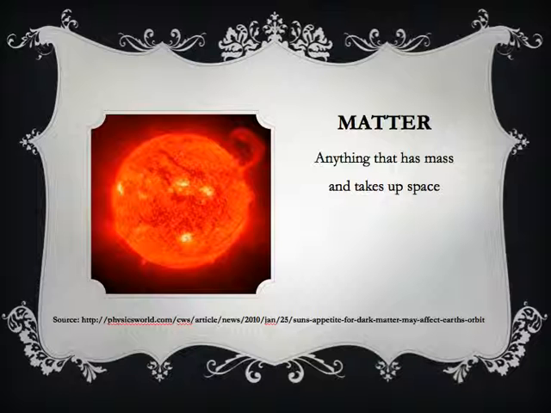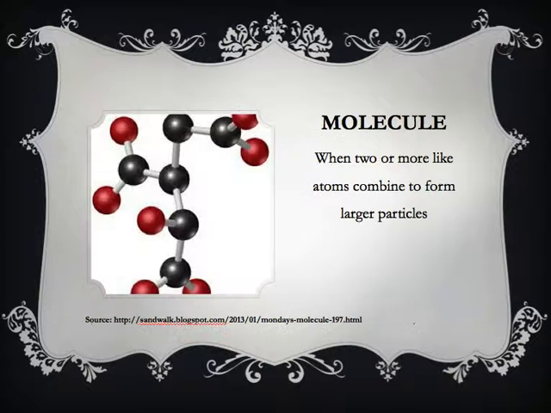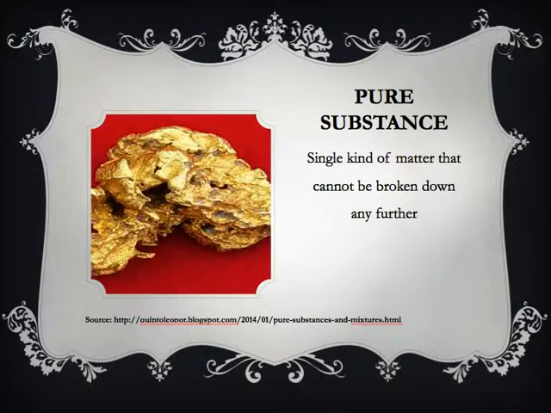Matter. Anything that has mass and takes up space. Molecule. When 2 or more like atoms combine to form larger particles. Pure substance. Single kind of matter that cannot be broken down any further. So this is an example of gold, an element, and we can't break the element down into any smaller substance so that we can come up with something new.